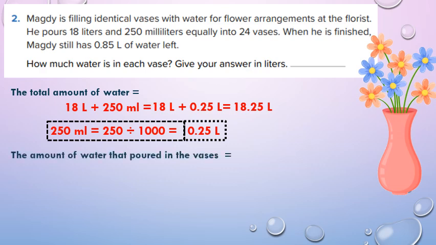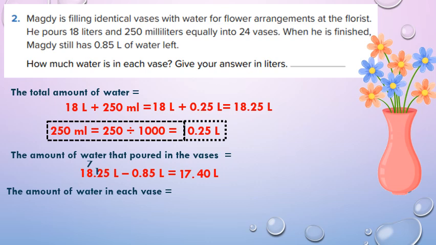The amount of water that poured in the 24 vases is the total water minus the left water. 5 minus 5 equals 0. 2 minus 8 can't be, so the 8 will be 7 and the 12 will be 12. 12 minus 8 equals 4. 7 minus 0 is 7, and the 1 gets down. So the water poured was 17 and 40 hundredths, or 17 and 4 tenths liters. To get the amount of water in each vase, we will divide it by 24.